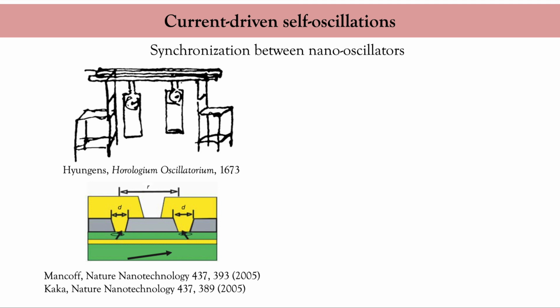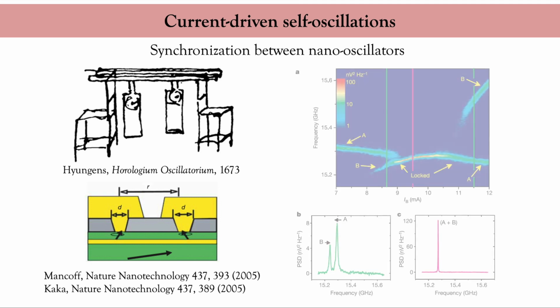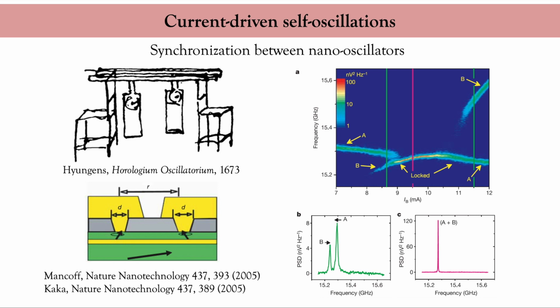They use nanocontacts connected to the same extended free layers. Each nanocontact constitutes a single spin torque oscillator that couples through the spin waves of the free layer. The experimental results are shown here, where you have the power spectrum of the system as a function of the current injected in the spin torque oscillator B, while maintaining the current injected in the spin torque oscillator A constant.